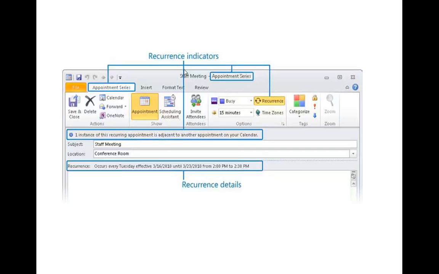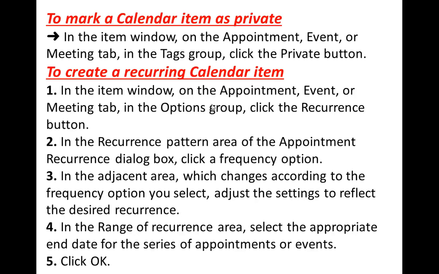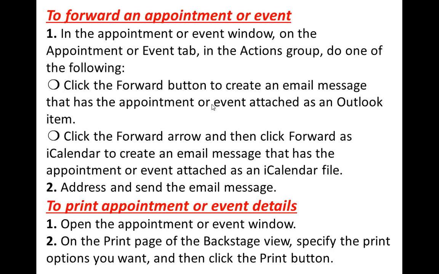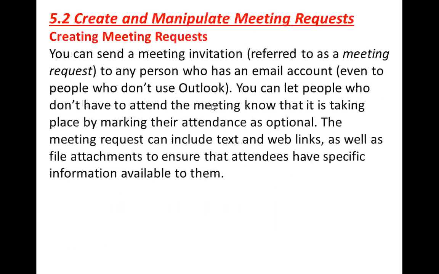Then how to set the recurrence and privacy options. If there is a need for special items to arrive at a regular interval, then we can use the recurrence option. Then in the last class we discussed how to mark a calendar item as private and how to create a recurring calendar item. Then how to work with appointments and events, how to forward an appointment as an event, or how to print the appointment or event details in hard copy form.